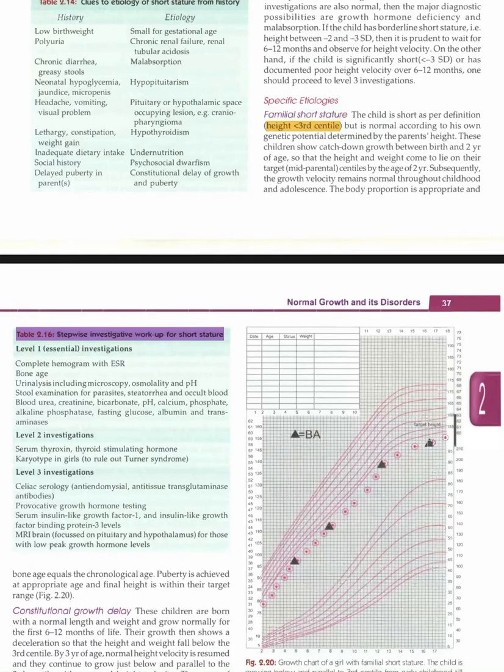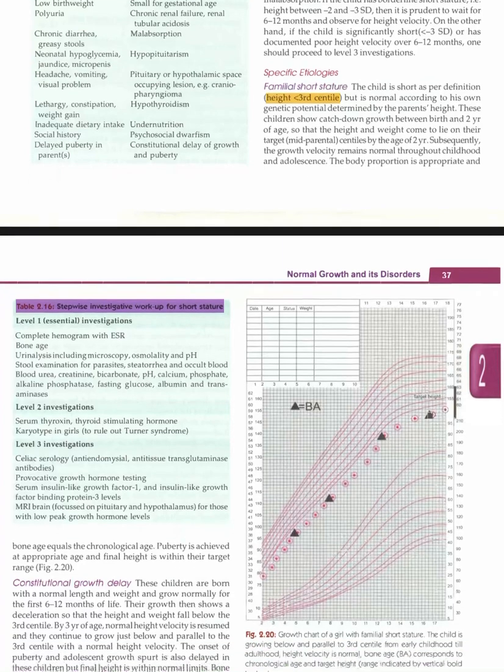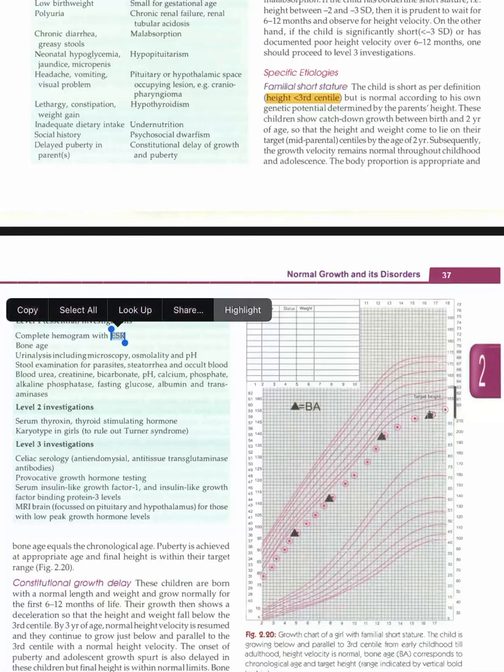Level 1 essential investigation, level 2 investigation, level 3 investigation. Level 1 investigation: complete hemogram with ESR, bone age, urine analysis including microscopy, osmolality, pH, stool examination for parasites, steatorrhea, occult blood, creatinine, bicarbonate, pH, calcium, phosphate, alkaline phosphatase, fasting glucose, albumin and transaminase.